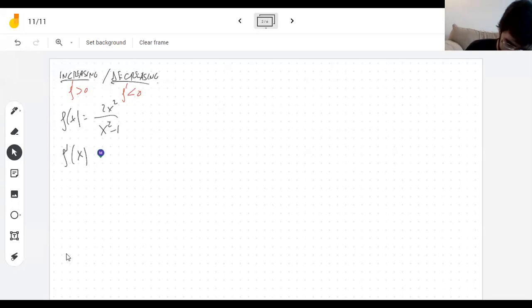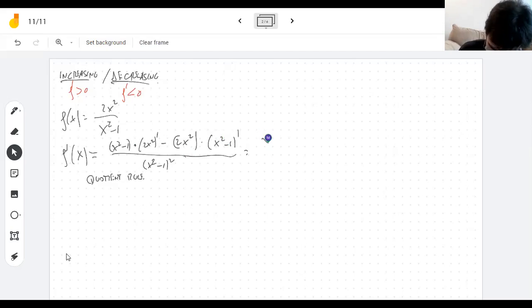So, quotient rule. You have the square of the denominator, and then you have low d high minus high d low. Could be worse. Everything is a polynomial, so derivatives are easy. For x it's the power rule, and x squared turns into 2x. As you might have guessed, this is going to simplify.